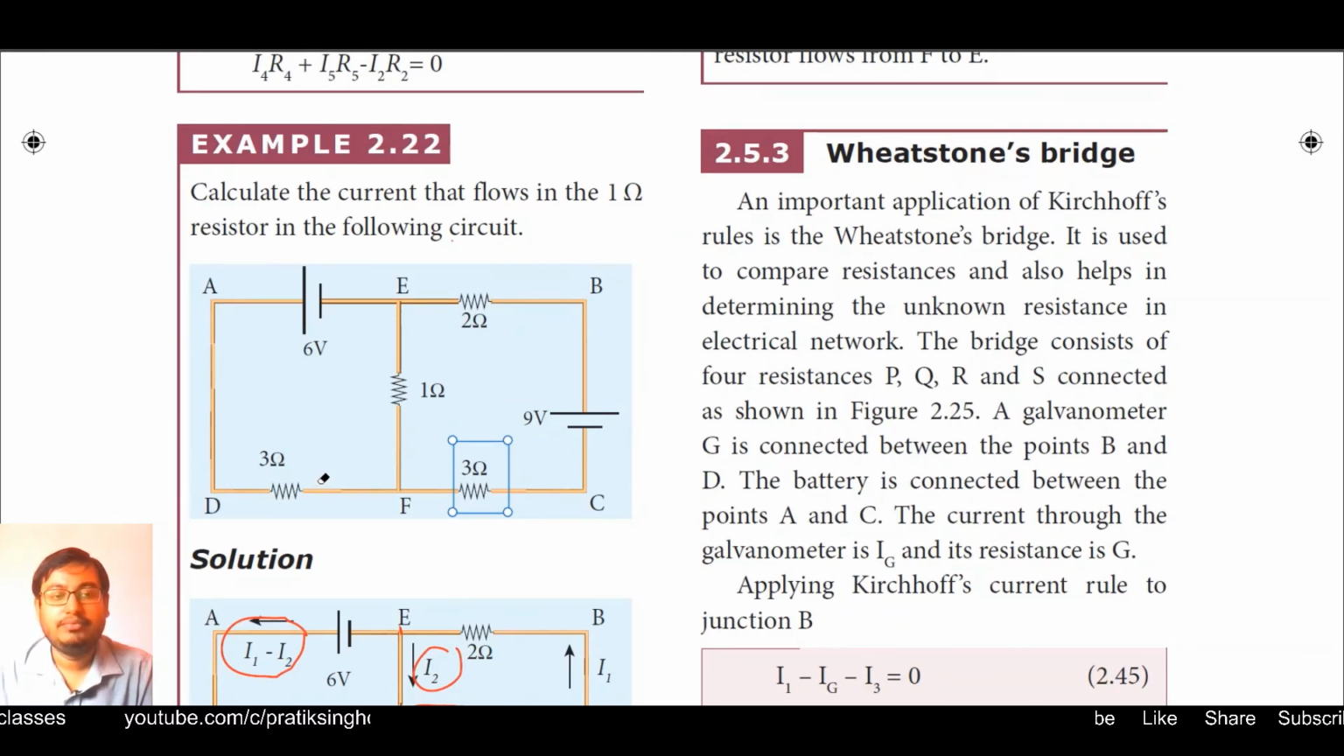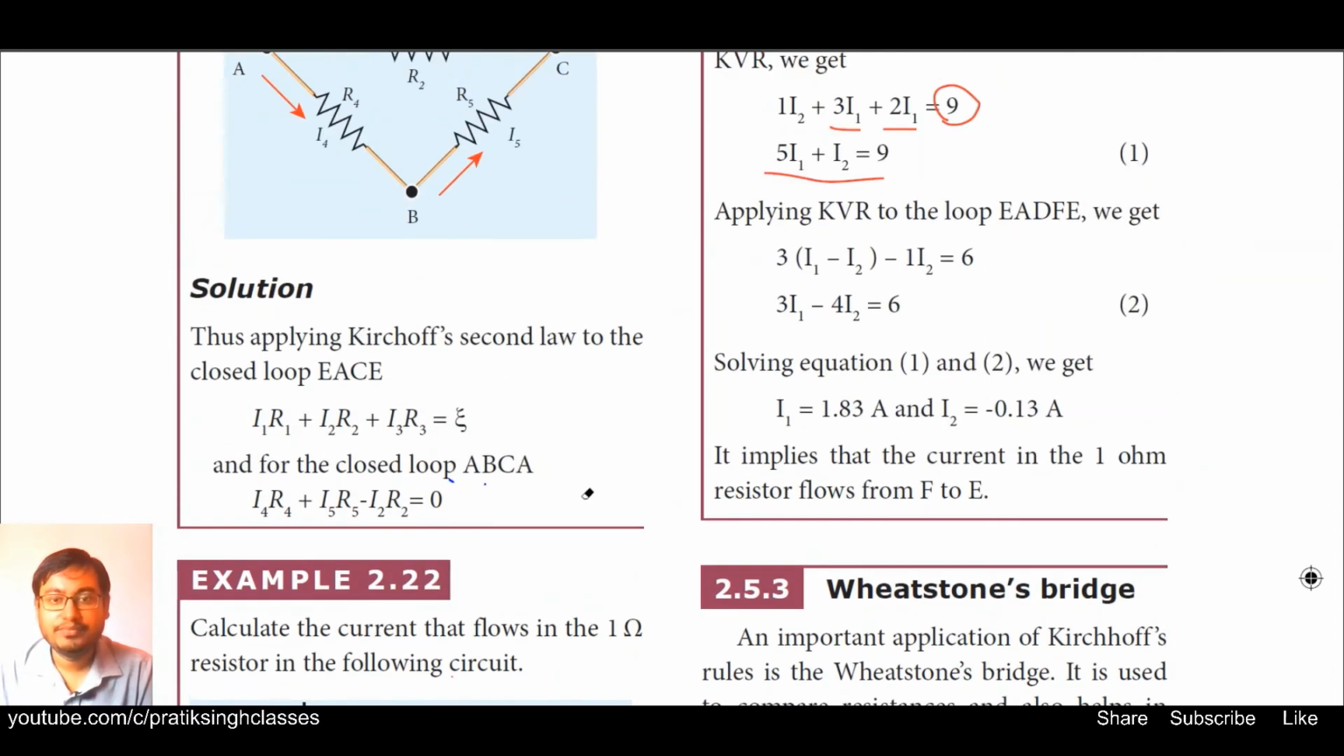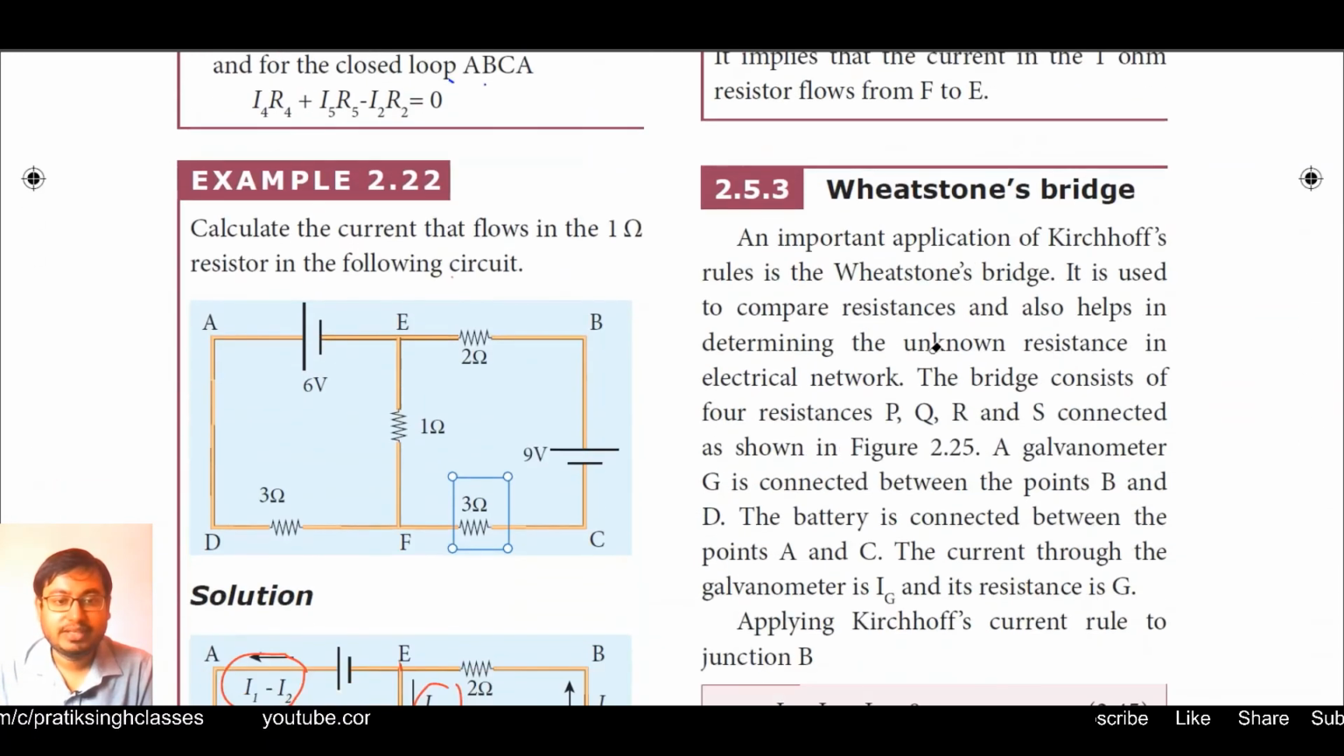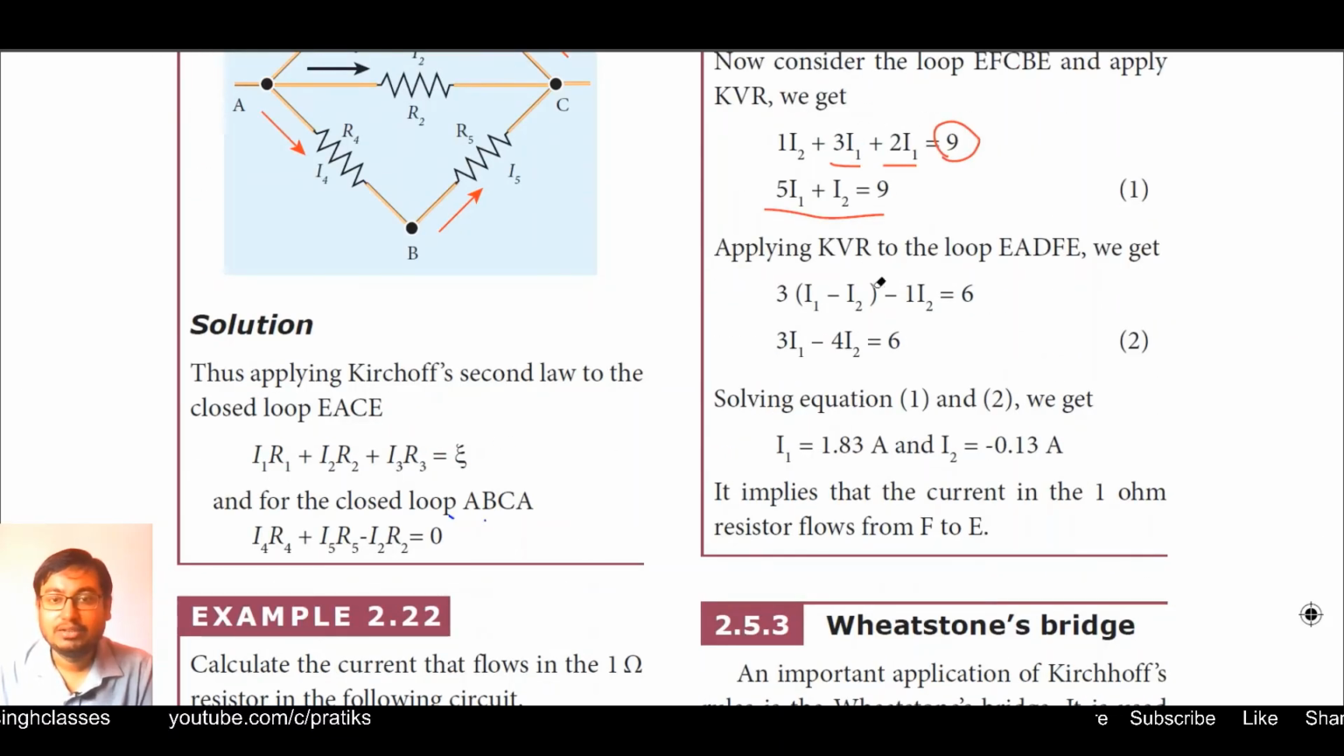So V is equal to IR. So we will get here 3 into I1 minus I2 minus 1I2. Here minus 1I2 because here the current is in upward direction but earlier it was in downward direction. Or you can say that the direction of the loop is downward but the direction of flow of current is upward, so it has come here negative. So if you solve, you will get here 3I1 minus 4I2 is equal to 6.